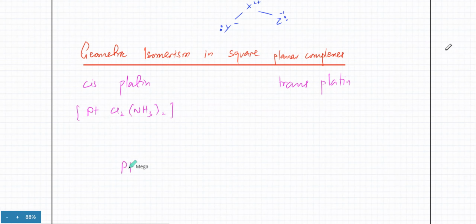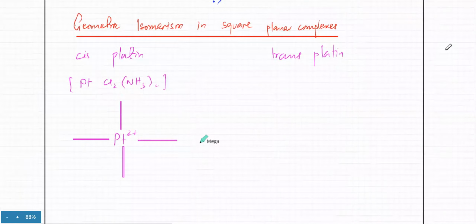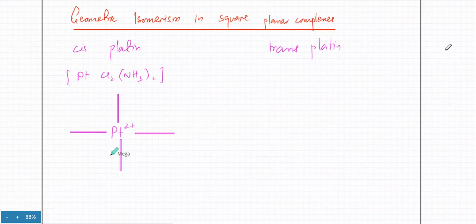There's platinum with 2 plus in the middle, and all the ligands around it have 90 degrees angle, so they're all 90 degrees to each other, and they're all lying in the same plane, which is why they're planar. So there could be two arrangements. One is that the Cl minus ions could be next to each other, and the NH3 could be next to each other.